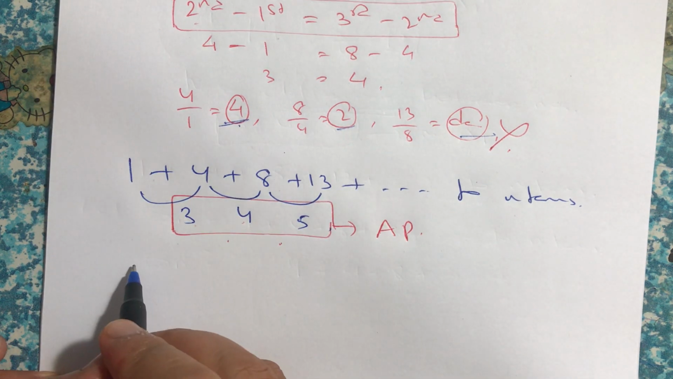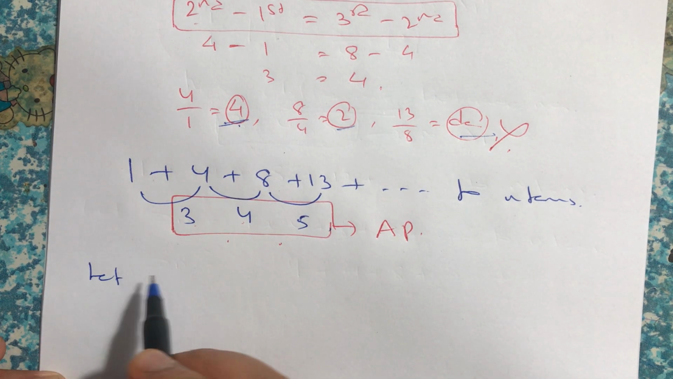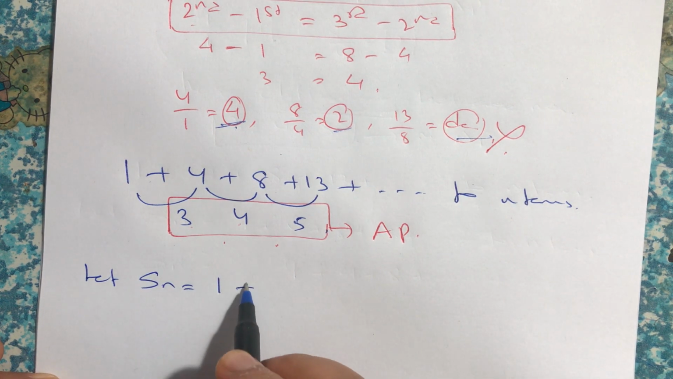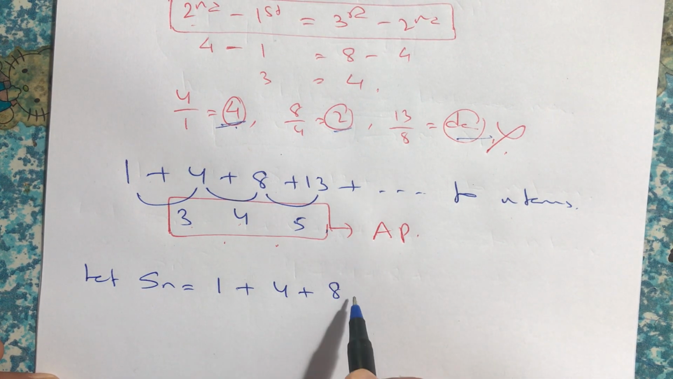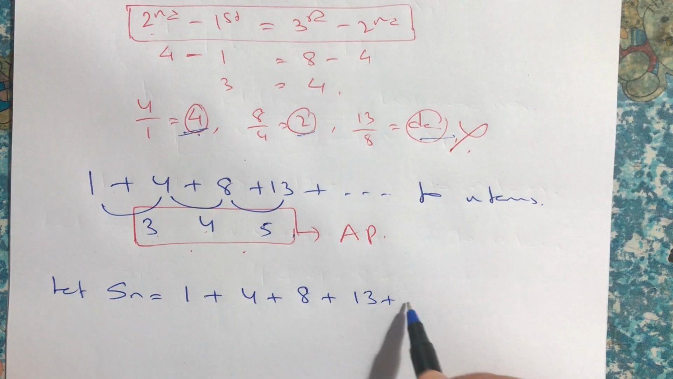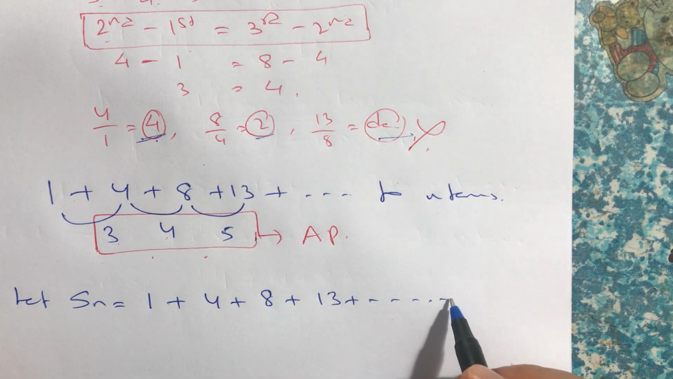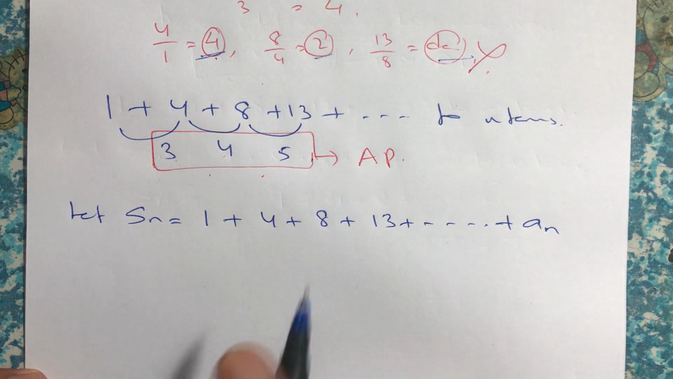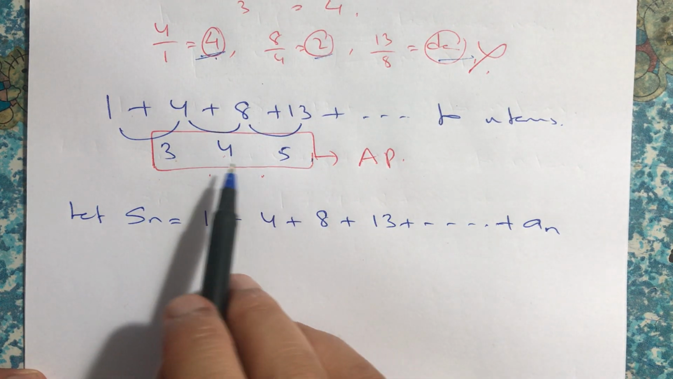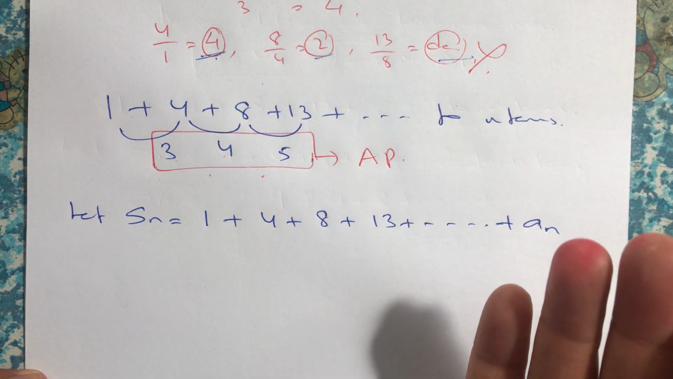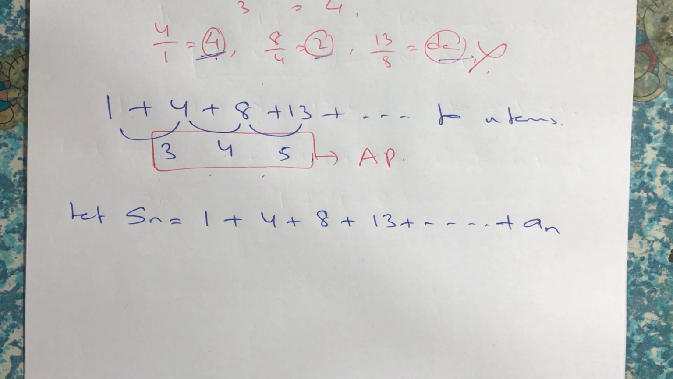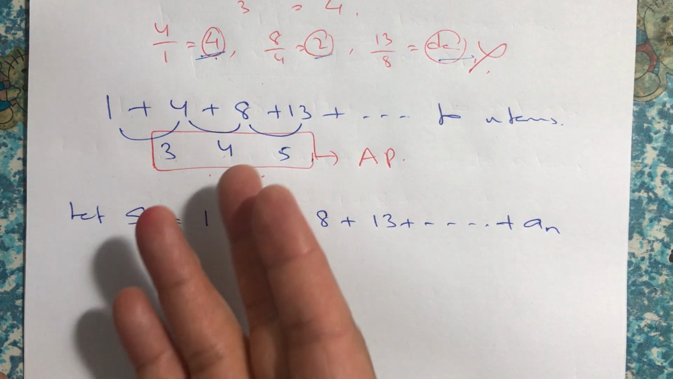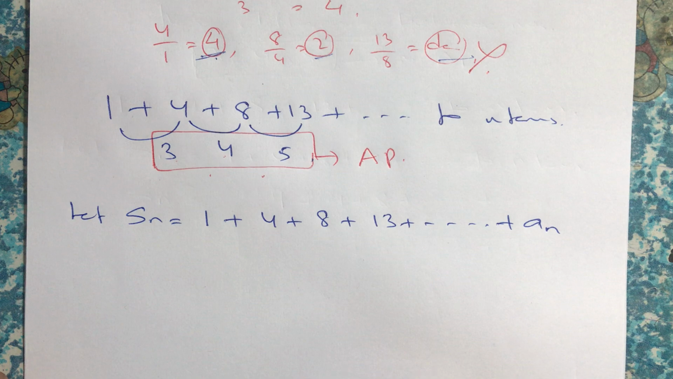So how do I start? We say let Sn be equal to, the first term is 1, then the second term is 4, the third term is 8, the fourth term is 13, plus so on. How many terms? n terms, so the last one we call the nth term, and we write it as an. Whenever you have such a question where the differences come out to be an AP, we do the following. Sometimes later on we'll be talking about questions where the differences come out in a GP, but that we'll talk about later. Right now we are dealing with AP.